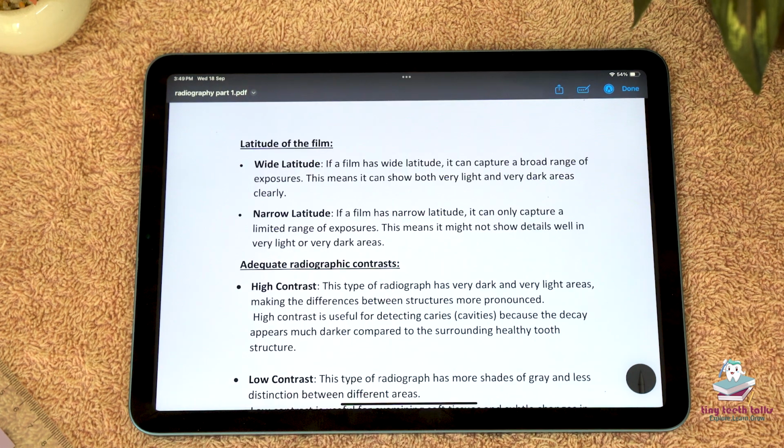Latitude of the film. Latitude means the range of exposure that the film can accurately capture. Think of it like the film's ability to handle the different levels of light and dark areas in the X-ray image. So basically the dark and light areas in the X-ray are based on it.